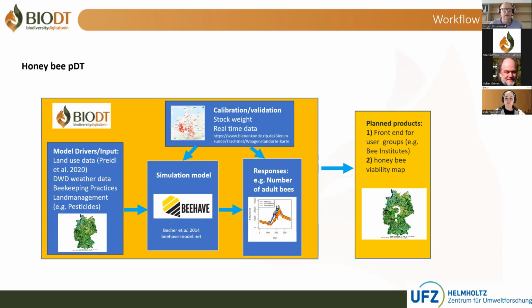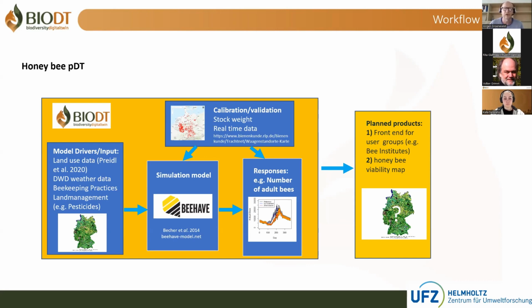Weather data is also important. And then, of course, beekeeping practices also play an important role, and also the land management, if pesticides are applied or not. But this is not covered yet. Then from the model, we will get responses, the whole suite of responses the model is able to produce, like the number of adult bees or the produced honey, the flight activity, and so on. So we get a whole suite of information from our virtual honeybees.